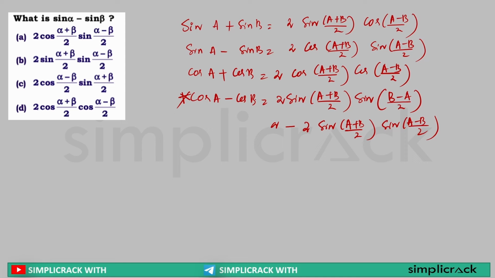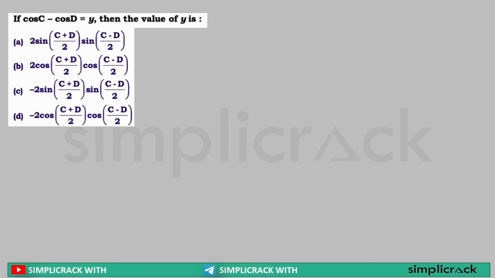Okay, so here it has asked what is sin alpha minus sin beta. Sin A minus sin B is equal to 2 cos (A plus B)/2 sin (A minus B)/2. That means 2 cos (alpha plus beta)/2 into sin (alpha minus beta)/2. Clear? Yes or no? Sorted? Next. Sir, what is cos C minus cos D equal to?